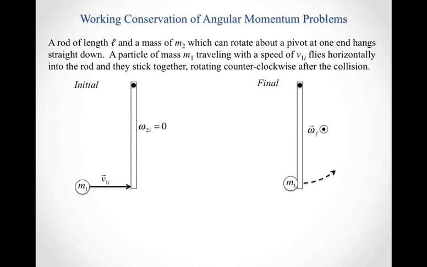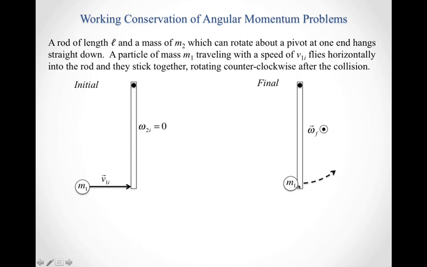So again, I'm going to start by drawing in initially what my system looks like, and at the end what my system looks like. So here I've got the particle as it's flying in to the bottom end of the rod. The rod is hanging straight down, and can rotate about the pivot point at this end. At the end, we've still got the pivot point up here.